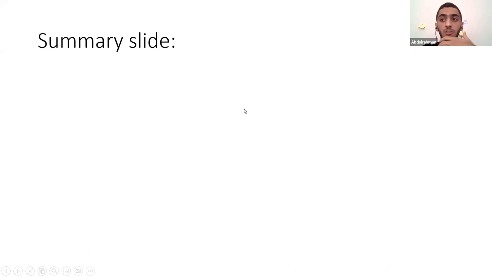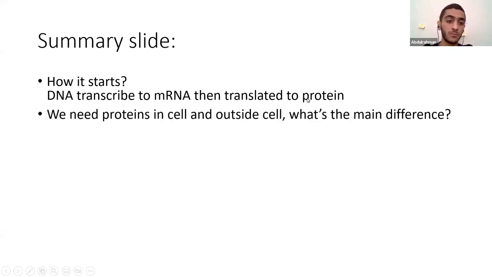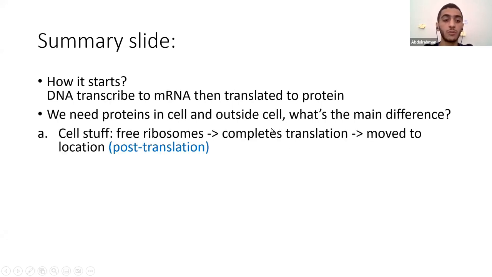It's basically a summary slide that I made for you guys about all you need to know from the previous slide. Basically, how it starts: the DNA in the nucleus is transcribed to an mRNA sequence. This mRNA sequence will be taken into the cytoplasm and translated to proteins. Now we need these proteins inside the cell and outside the cell. What's the difference going to be?